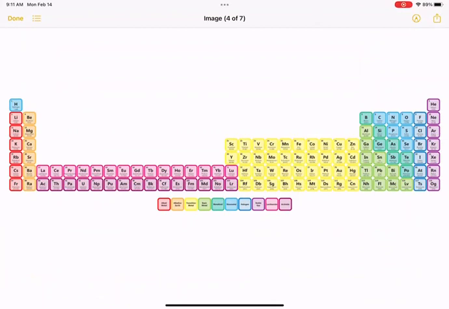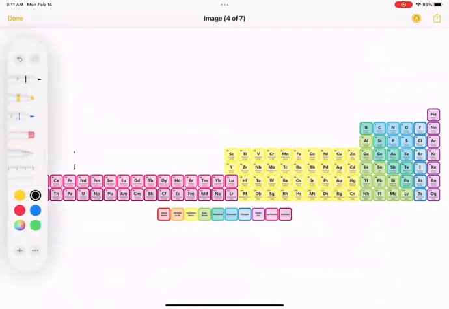In this particular case, you have your inner transition metals, then your transition metals. The main reason we use the prior format is because of space.